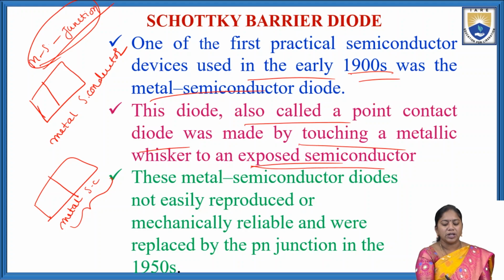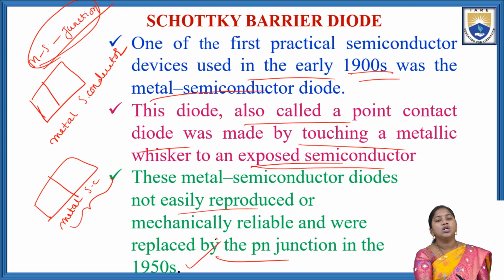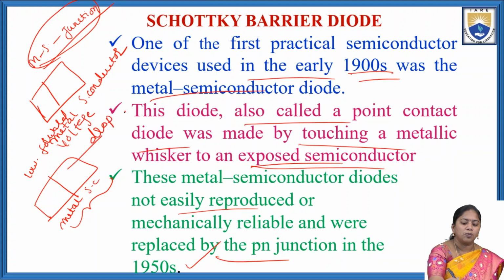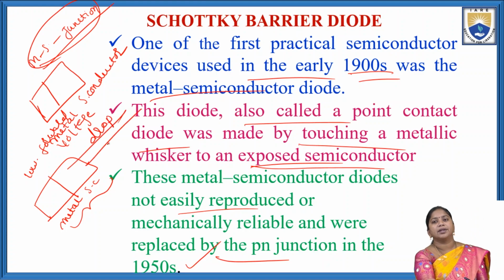These metal semiconductor diodes were not easily reproduced or mechanically reliable, and were replaced by the PN junction in the 1950s. Compared to PN junction diodes, Schottky barrier diodes have a low forward voltage drop.